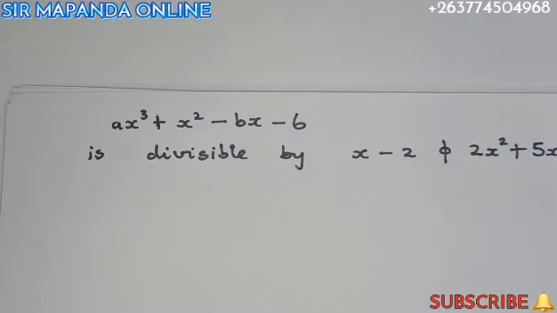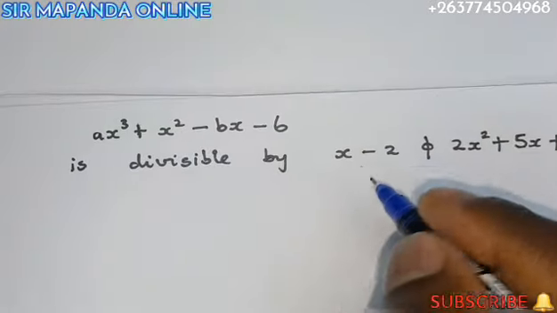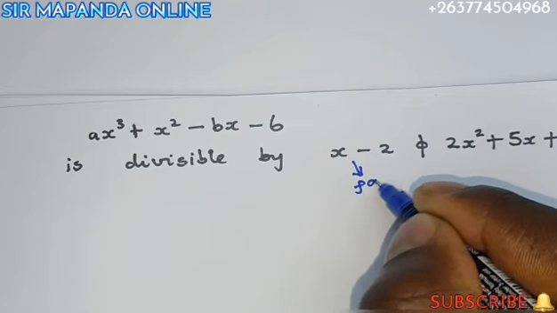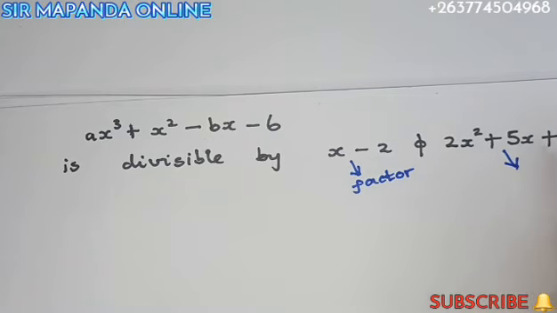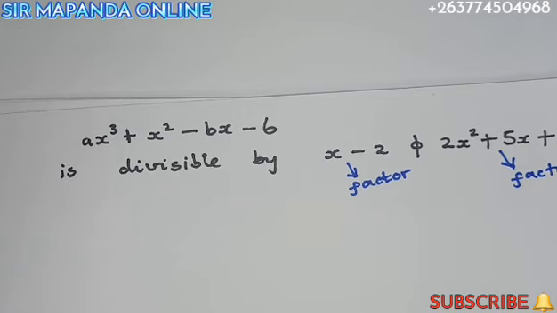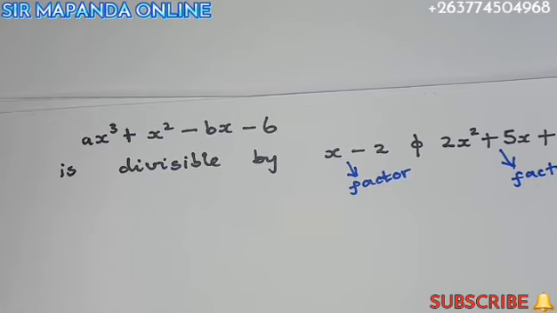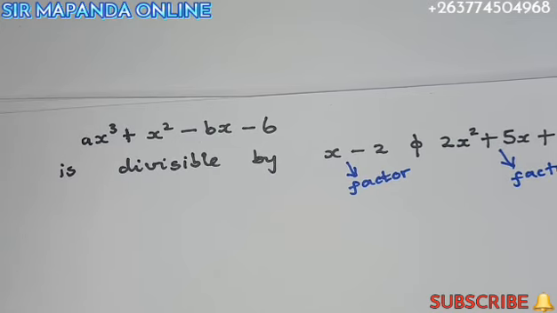Right, so for this one, you can notice that if this expression is divisible by x minus 2 and 2x squared plus 5x plus 3 without leaving a remainder, it means x minus 2 is a factor, right? 2x squared plus 5x plus 3 is also a factor. But in 2x squared plus 5x plus 3, you can extract 2 factors from that quadratic. I hope you are following, class. Right. So what you need to do, you multiply the given factors.